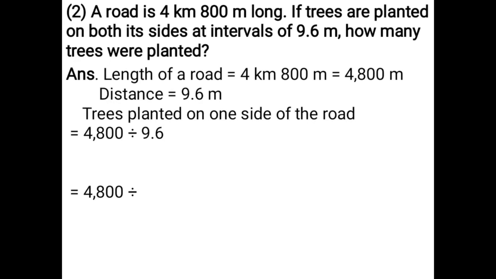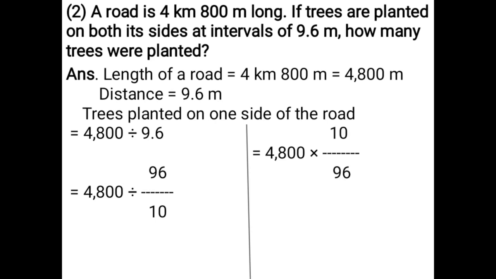You have to convert into common fraction. 9.6 becomes 96 upon 10. That is equal to 4800. Division will turn into multiplication. 96 upon 10 becomes reciprocal. That is 10 upon 96.